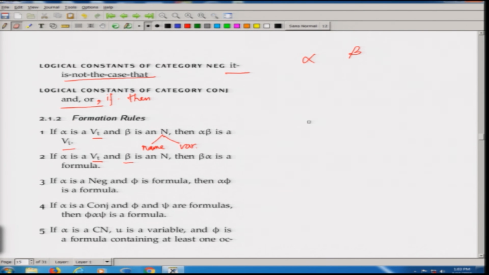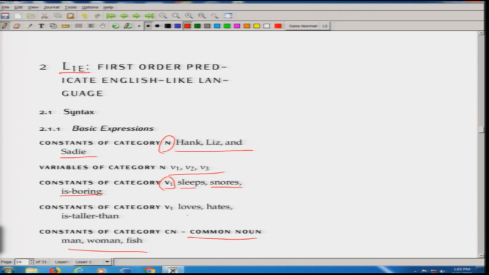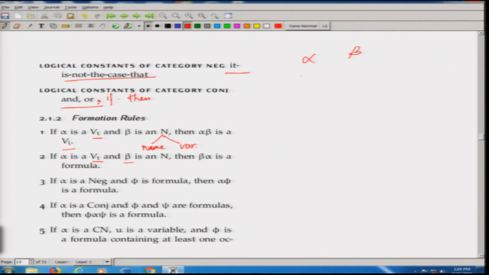This rule is if beta is an n, that is a name or variable here, and alpha is a Vt. How many Vts do we have? We have loves, hates, is taller than. So we take loves, for example. If you have loves and you have a name, so you can have anything. You can have V1, or you can have Sadie. So Sadie loves, by combining this, alpha is a Vt and this, then alpha beta is a Vi. So all these things are Vi's. Loves V1 or loves Sadie, these are Vi's. And then this is rule 1.